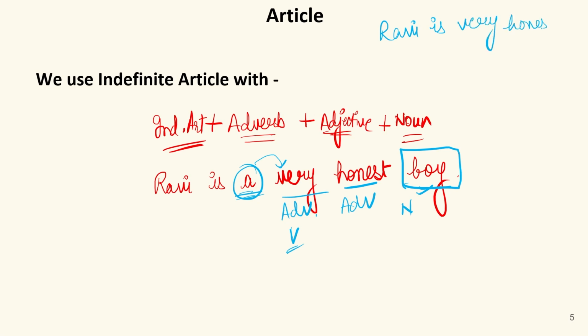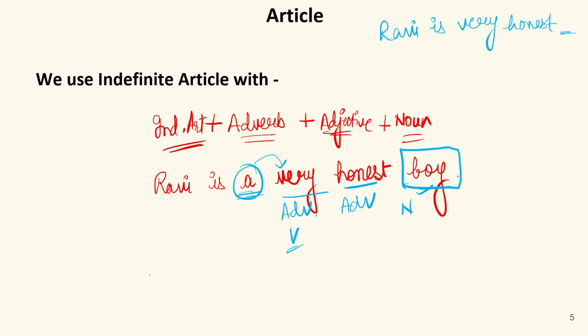Now in this sentence, we do not have a noun. So we are not using any article before it. Ravi is very honest, not Ravi is a very honest. That will be incorrect. So to place an indefinite article, a noun should be there, mandatory. And if the noun is there, then the article is mandatory.